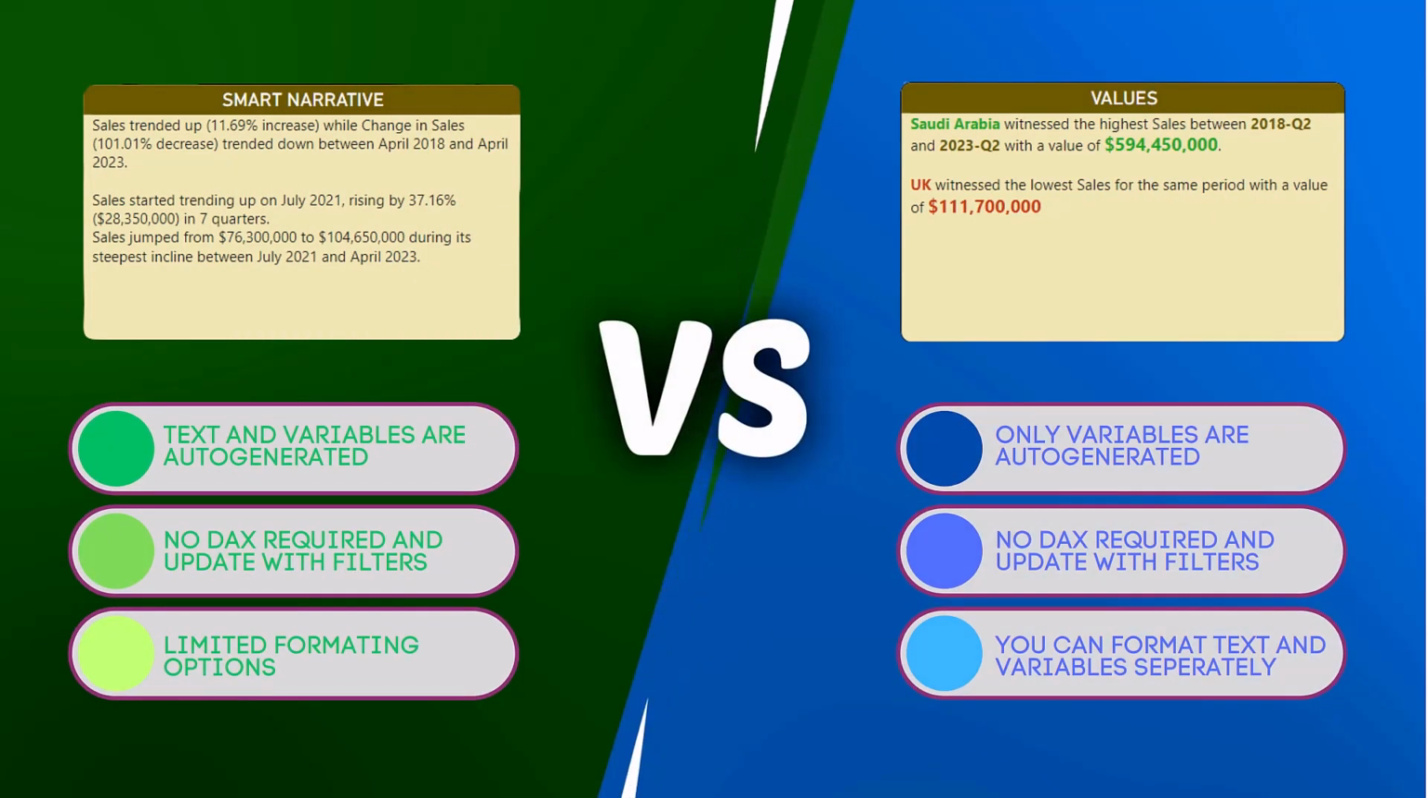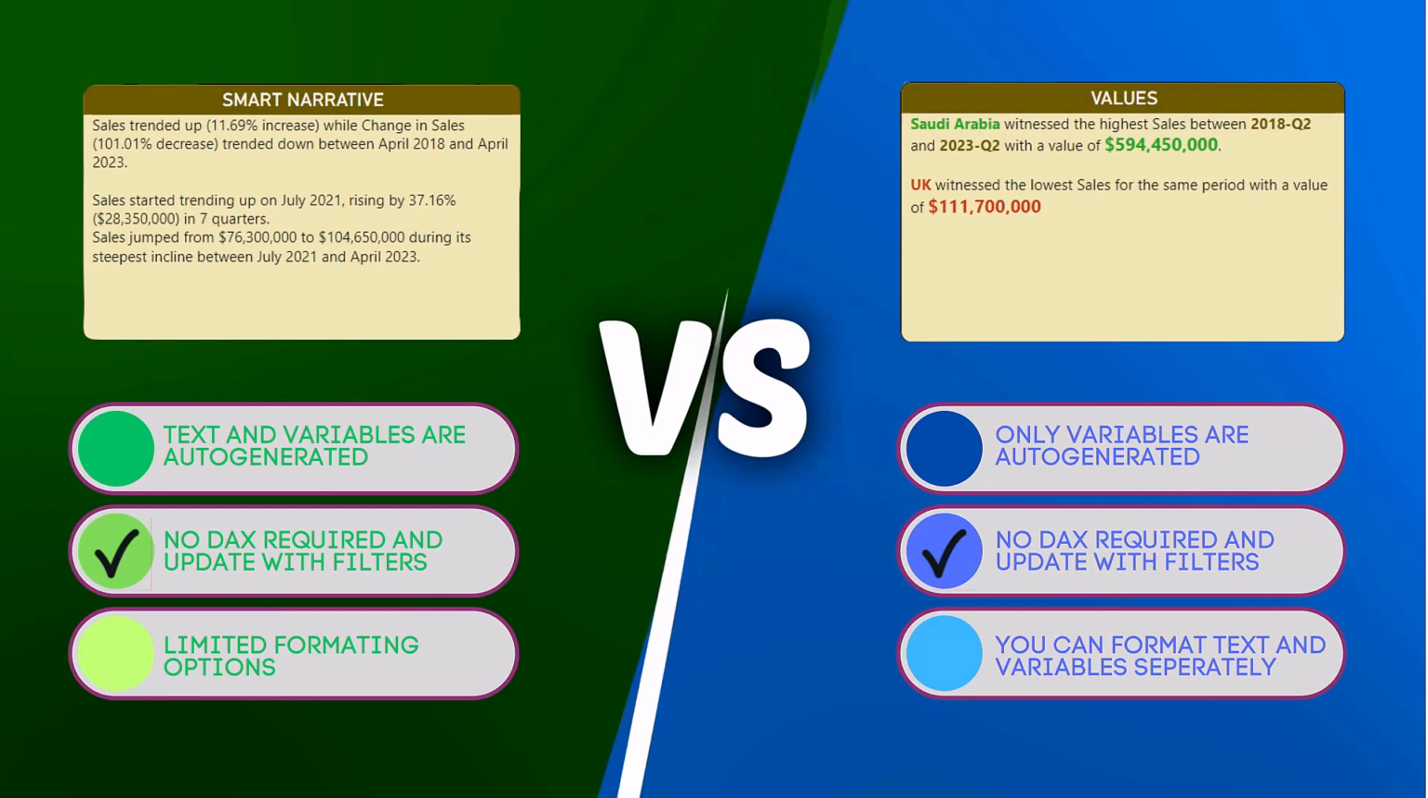We learned how to create smart narratives. Now we want to add values. And this slide here shows the difference between the smart narratives and the values. The smart narratives are fully auto-generated. Both the text and variables will be auto-generated. But the values, only the variable will be auto-generated, while the text, you can write whatever you want.